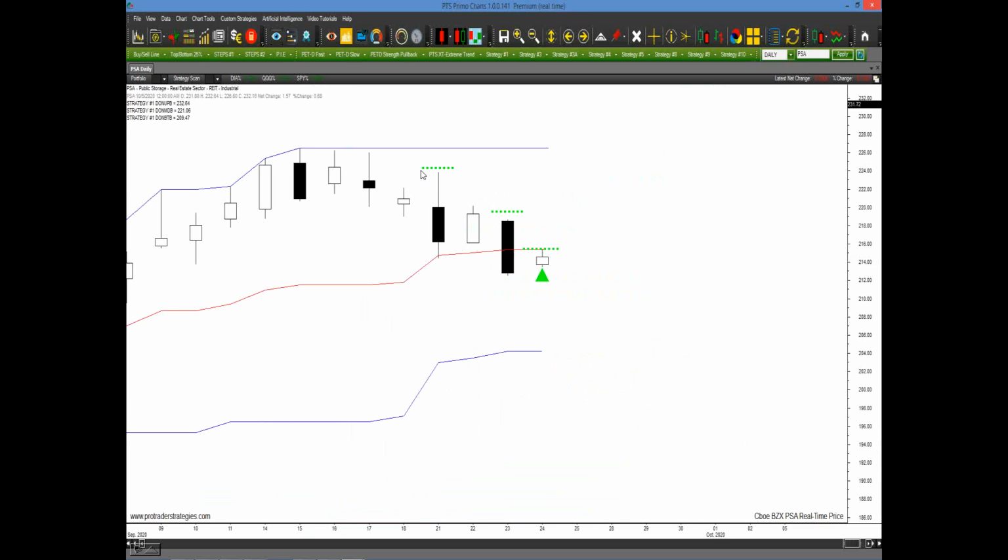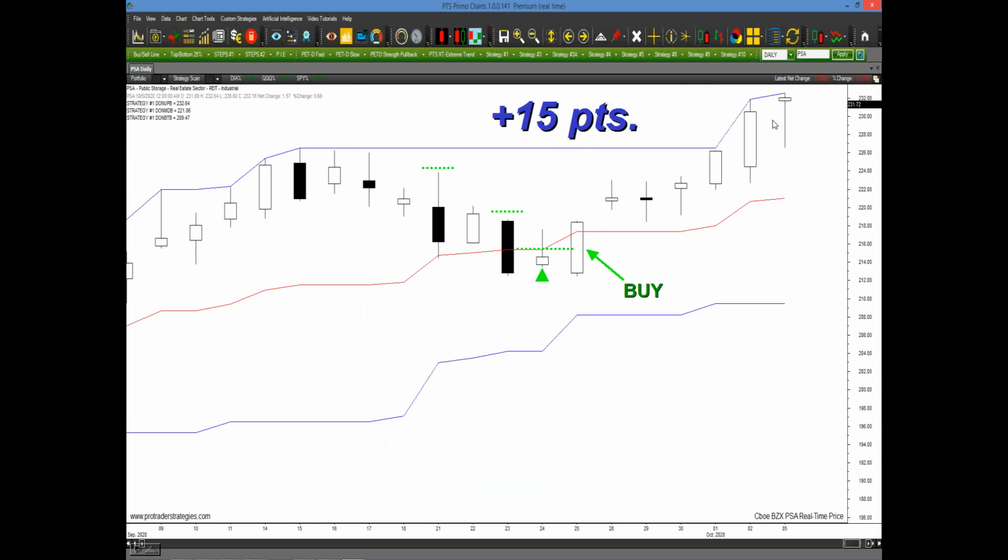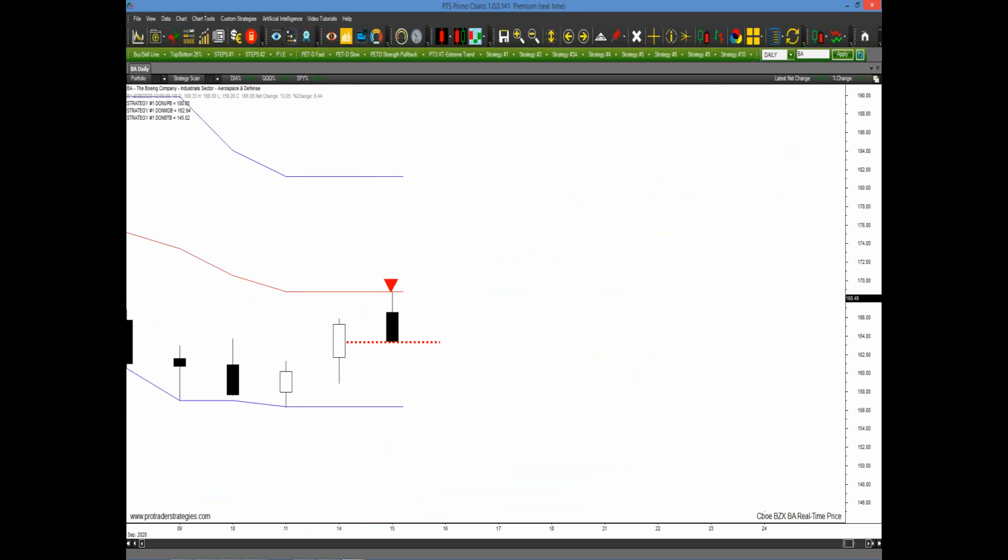Here's one in PSA. Here's the first setup because we intersected. The second was invalid, so there's no valid setup here. But now on the third bar and the fourth bar, we have valid setups, 15 points in a little over a week. Remember, these are probability. This is potentially what you could have captured. It's up to you how you want to exit.